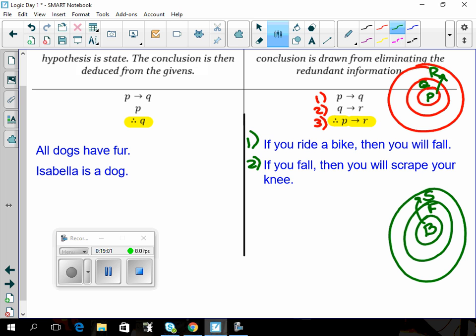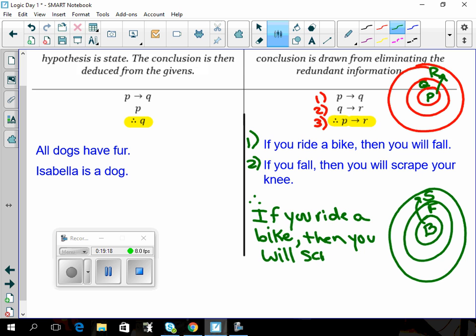Notice I have 1, 2, and my conclusion should say, if you ride a bike, then you will scrape your knee. Yeah? You can kind of think about it, the if you will fall, and you just go straight from P to R. Yeah? How do we feel about this so far? Sort of? Maybe? Okay? All right.